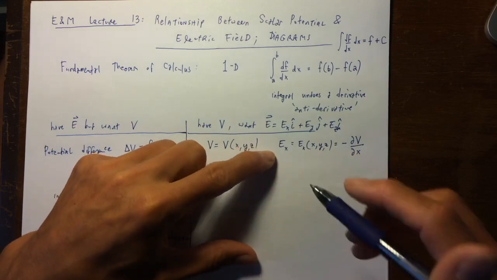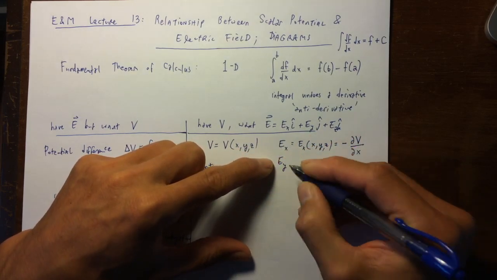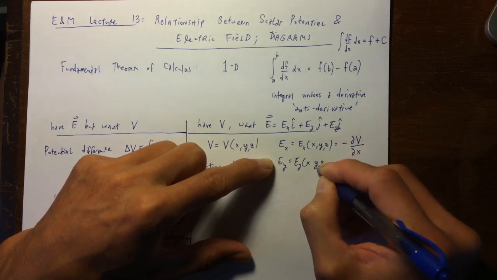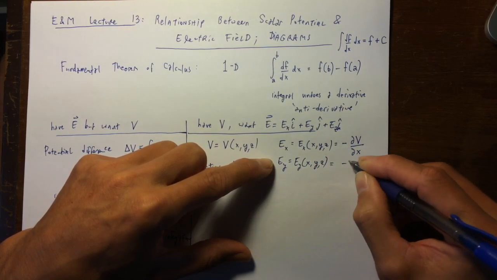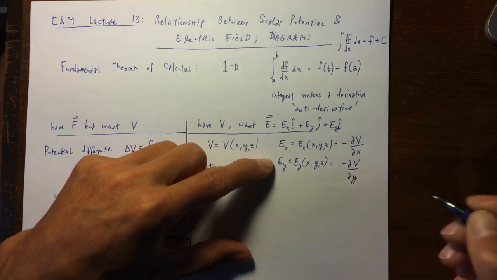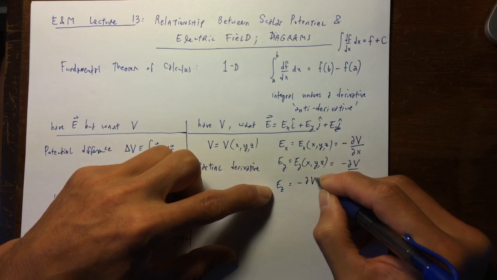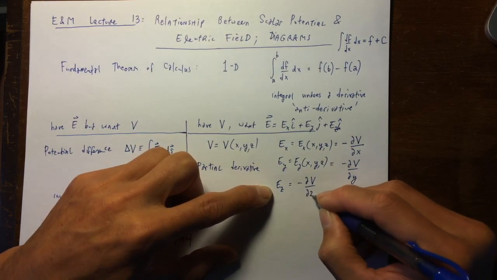So this is Ex, and Ey, which is also in general a function of x, y, and z, is just minus dV by dy. And then Ez is negative dV by dz instead.